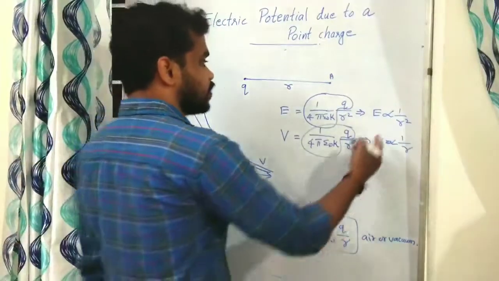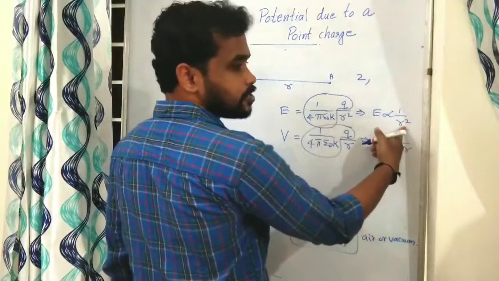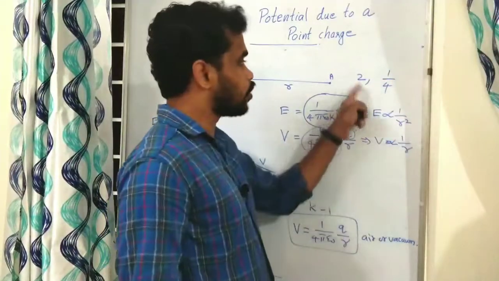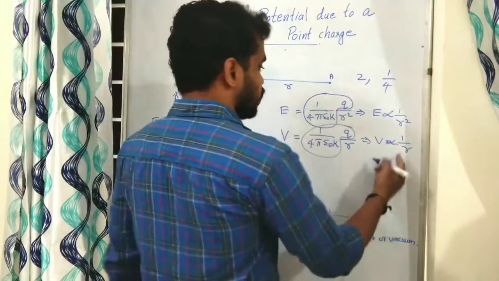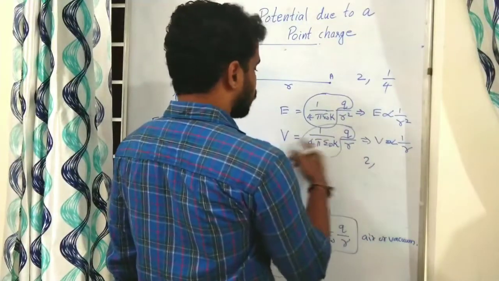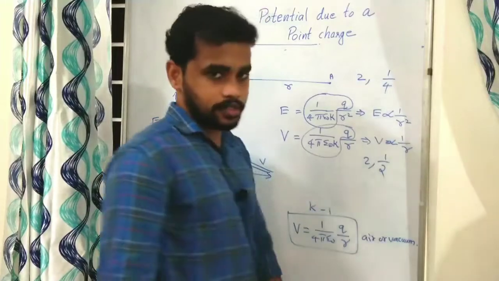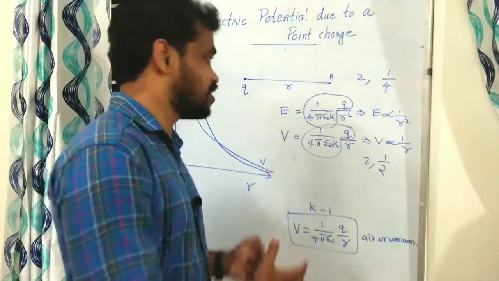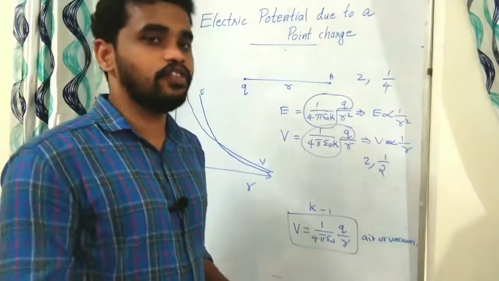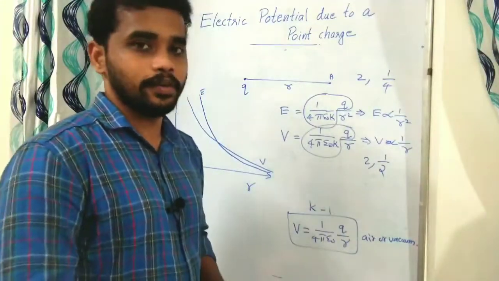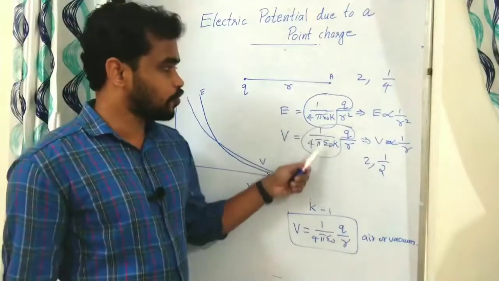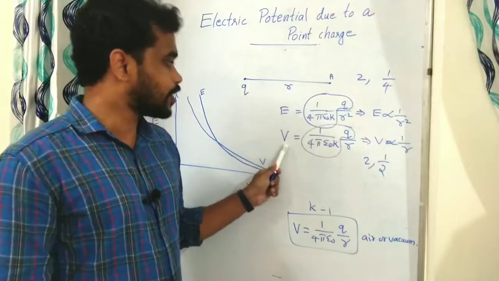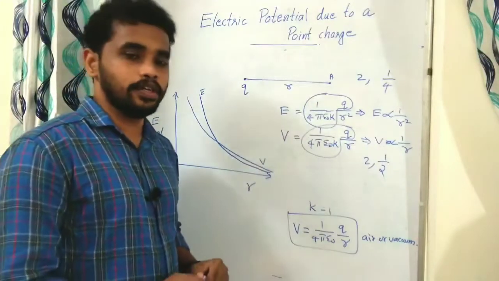That means that if the distance becomes 2 times, electric field intensity becomes 1 by 4 times, that is, square of 2 is 4, so 1 by 4 times. But if the distance becomes 2 times, potential becomes only 1 by 2 times. So electric field intensity will decrease much faster than electric potential. These are the two formulas for finding electric field intensity at a point due to a point charge and electric potential at a point due to a point charge.